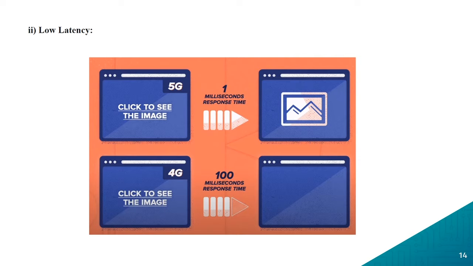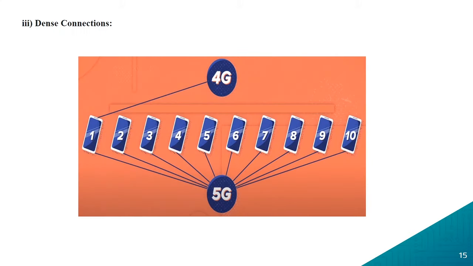Low latency. 4G suffers from around 100 milliseconds response delay on average. 5G response time can be as fast as 1 millisecond, which is very fast as compared to 4G. Dense connections. A comparison between 4G and 5G can be made with respect to the connectivity of devices, and 4G can only connect to about 1/10 the amount of devices as 5G can.